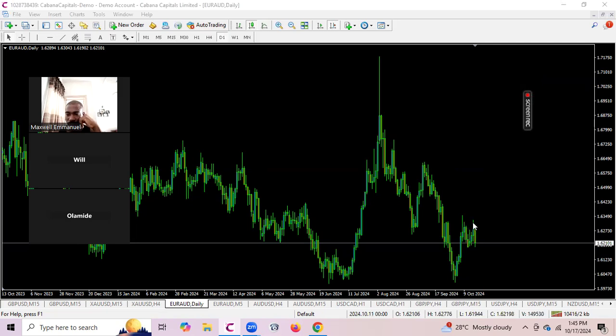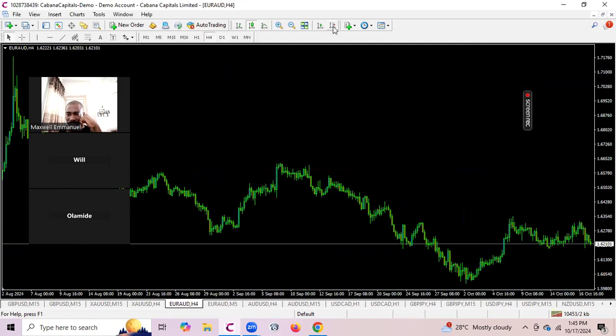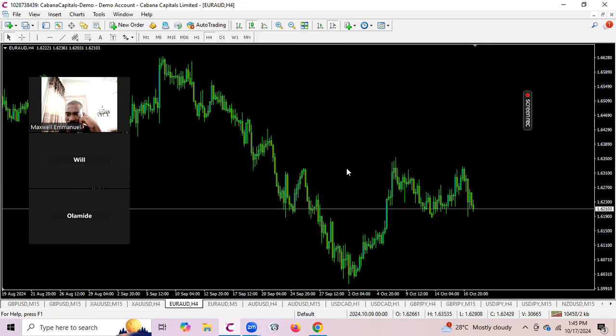I'm waiting for price to pull back, and you can see from Monday to yesterday, Monday, Tuesday, Wednesday, price pulled back to a premium area. Let's go to 4-hour. The reason for that pullback, I'm sure a fair value gap was created. So price had to pull back to a premium area before going bearish. Let's go to 1 hour.